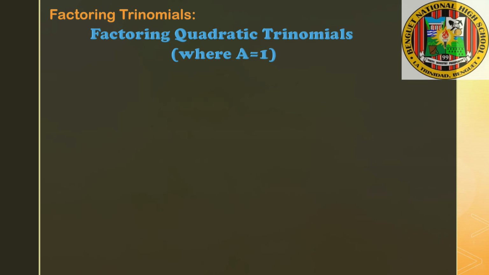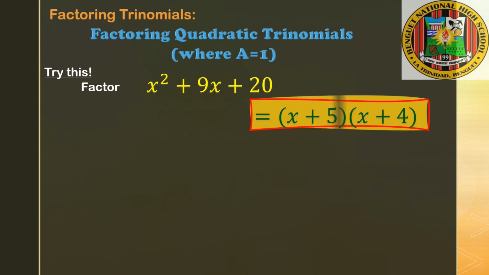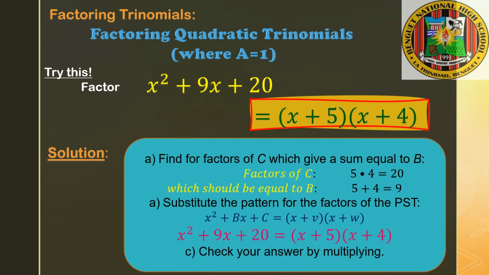Now it's time to practice what you've learned. Factor the trinomial x squared plus 9x plus 20. Pause the video first and solve before proceeding to the final answer. Are you done? If you got the factors, the quantity x plus 5 and the quantity x plus 4, you are correct. Good job! Look at the solution below to confirm your answer.